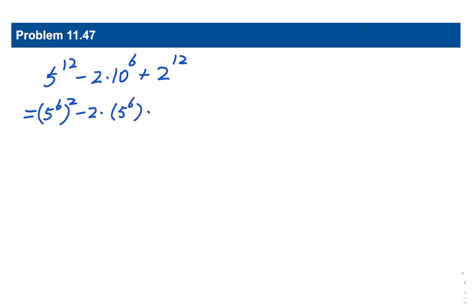Without using a calculator, find the largest prime divisor of 5 to the power 12 minus 2 times 10 to the power 6 plus 2 to the power 12. So this is 5 to the power 6 squared minus 2 times 5 to the power 6 times 2 to the power 6 plus 2 to the power 6 squared, which is 5 to the 6 minus 2 to the 6, squared.